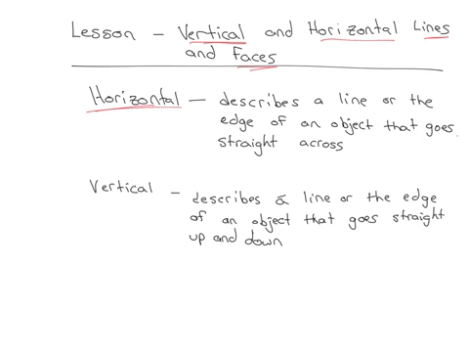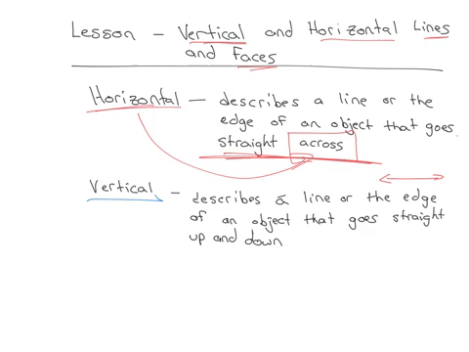First one is, what does horizontal mean? Well, horizontal describes a line or an edge of an object that goes across. So here's the big thing: horizontal things go across. So what does across mean? It means to the left and to the right. So that would be across.